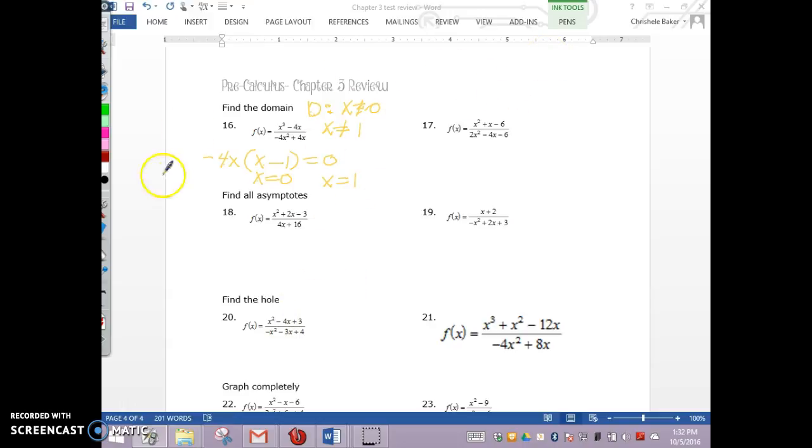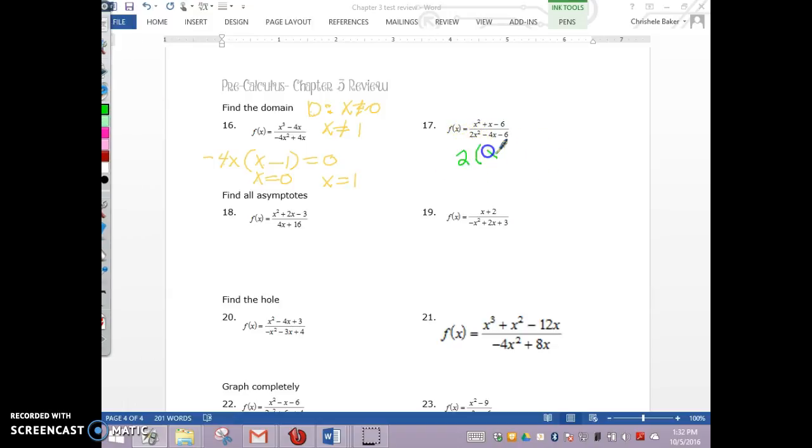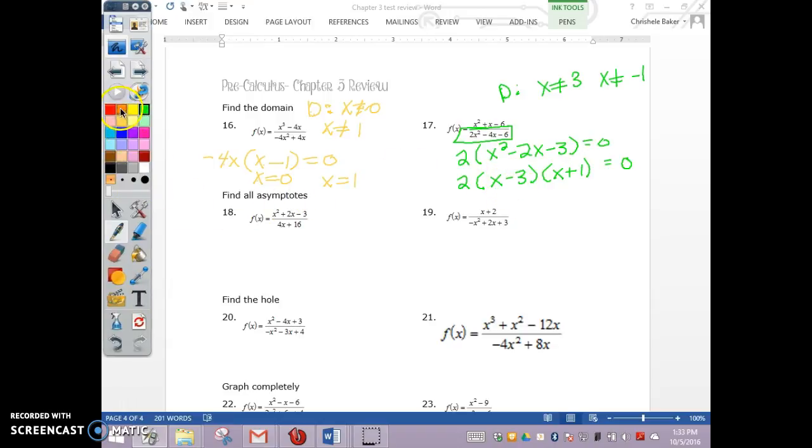Same with 17. I'm going to factor that denominator. So I see a GCF of 2, so I'm going to pull that out. And I have x minus 3, x plus 1 is how it factors. So my domain is x cannot equal 3 and x cannot equal negative 1. So I'm taking the denominator, setting it equal to 0, and factoring. Taking the opposite of these numbers because I'm saying x minus 3 equals 0, add 3 to both sides to get x by itself.